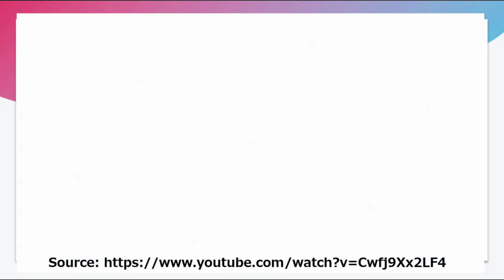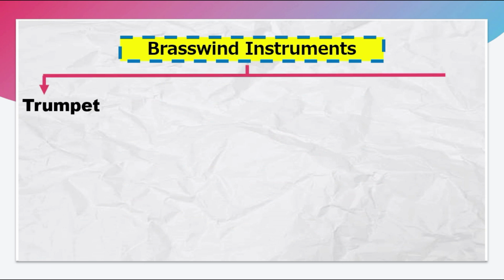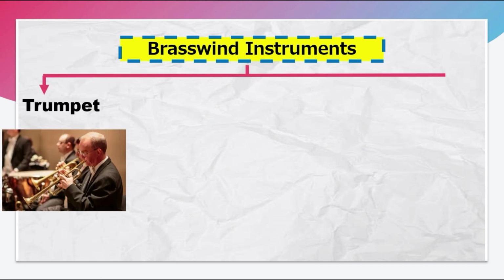Now, let us proceed to the family of the brass wind instruments. First, we have what we call the trumpet. The trumpet is the smallest instrument that plays the highest pitches. A trumpet is played by buzzing lips into the mouthpiece and pressing the three valves to change pitch.